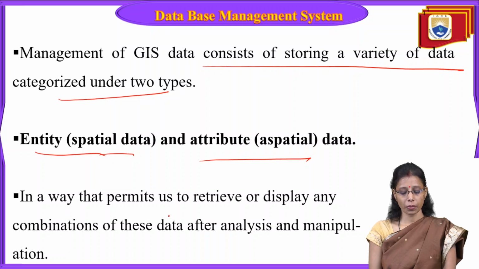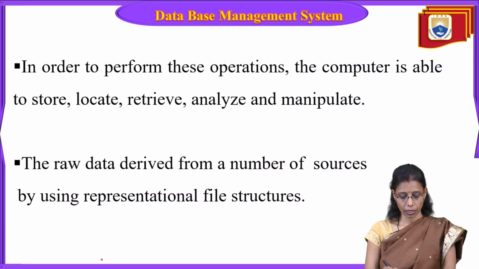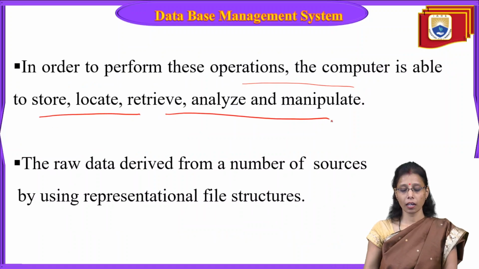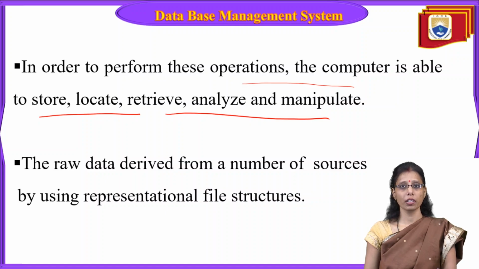All this is stored in a way that permits us to retrieve or display any combination of these data after analysis and manipulation. In order to perform these operations, the computer is able to store, locate, retrieve, analyze and manipulate. How is it possible? When the database is already stored and in a proper location, only then are retrieval, analysis and manipulation possible.